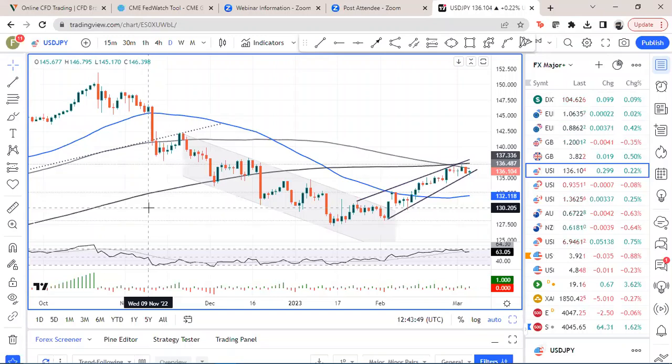If we just cast our minds back, the Bank of Japan obviously defied increased speculation for a policy tweak at its last meeting in January. It maintained its rate and parameters of yield curve control, and also stuck with forward guidance on rates, saying it will continue with large scale Japanese government bond buying, as well as reiterating that it will not hesitate to take additional easing measures as necessary.